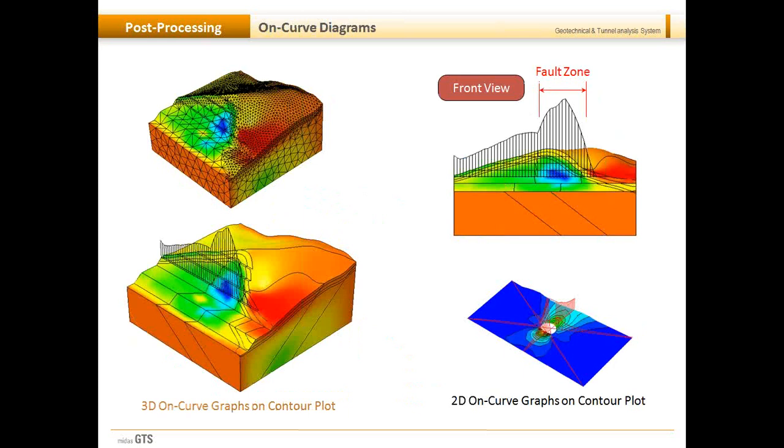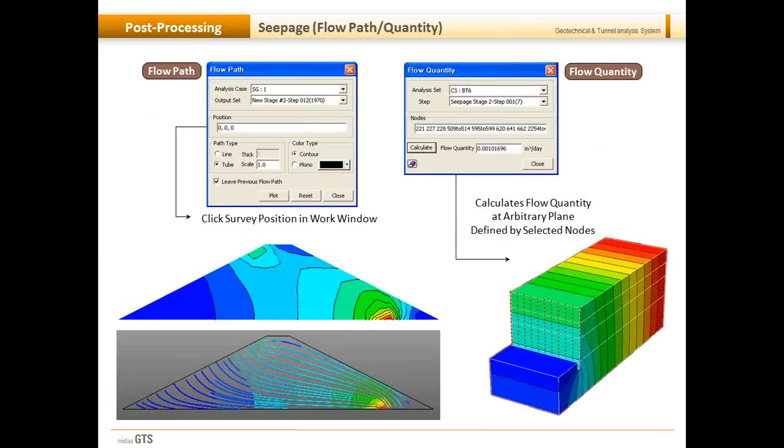We can also create on-curve diagrams to view our results, and basically the length or the magnitude of the on-curve diagram would represent the magnitude of the result which we are viewing. So we can create on-curve diagrams in XYZ directions and view our results accordingly. For seepage, we have the special features of viewing the flow path or the flow quantity.